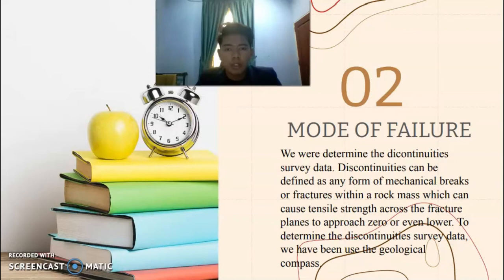Okay, my name is Muhammad Ismail bin Jeffrey, matric number DF21000007. Now I want to explain about the mode of failure of this project. So we will determine the discontinuities of the data. Discontinuities can be defined as any form of mechanical breaks or fractures within a rock mass which cause tensile strength across the fracture plane to approach zero or even lower. To determine the discontinuities of the data, we used the geological compass.